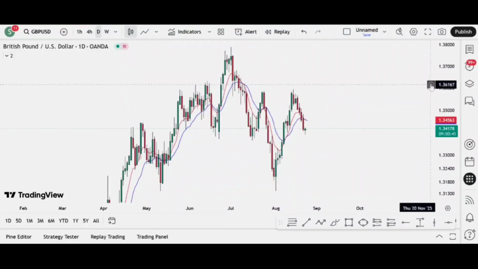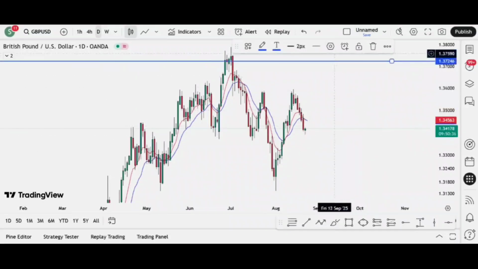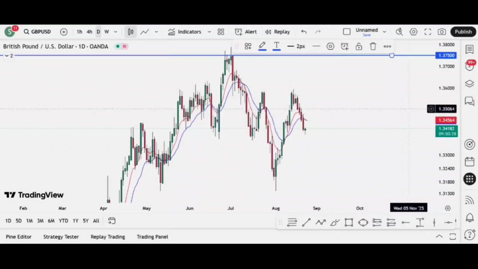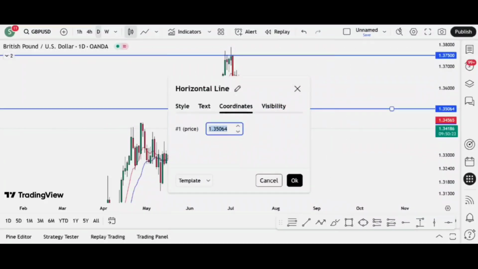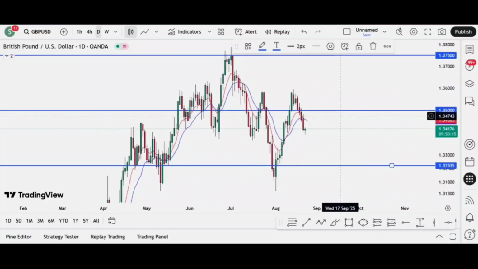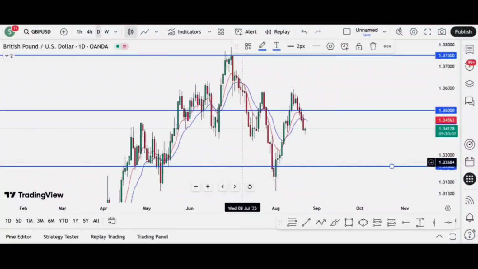Horizontal support resistance lines are drawn. Here this is our support. The price is generally retested at this level, and here it is our resistance. It is also called our psychological level. Okay, so our support resistance is done.